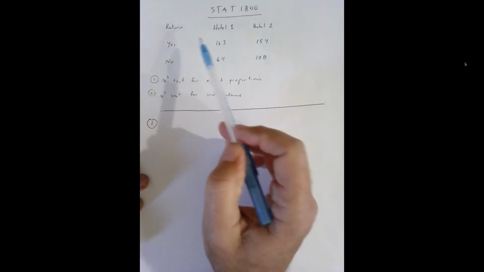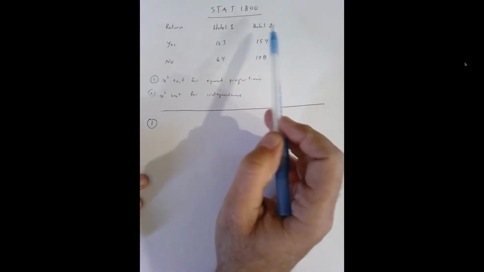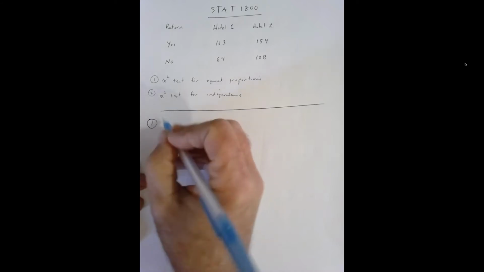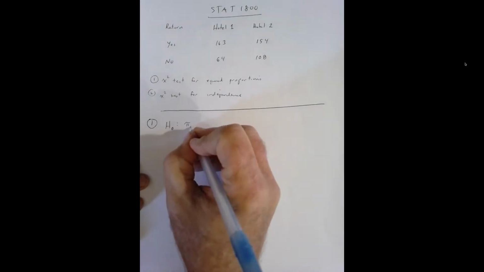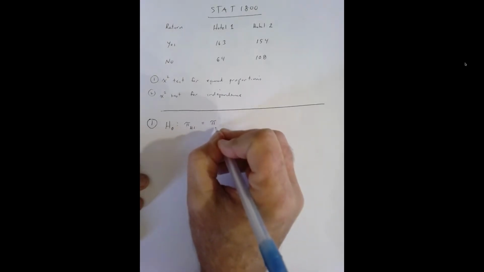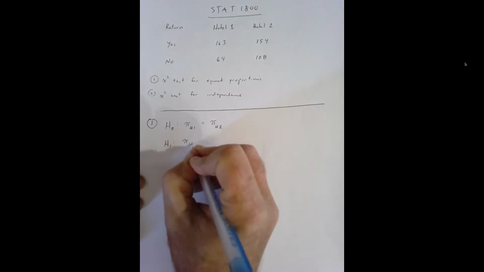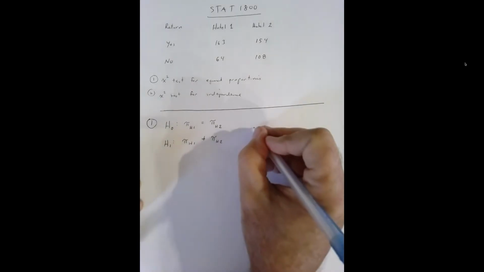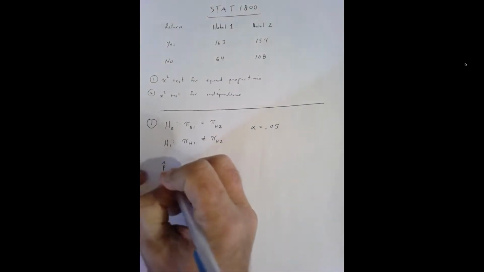And let me tell you what this is. This is a questionnaire: would you return to the hotel? We have hotel one and hotel two, and the people respond either they would or they would not. So I want to compare in H sub O the proportion that would return to hotel one with the proportion that would return to hotel two. In the alternative hypothesis, of course, would be this, and I'm going to just test at 0.05.